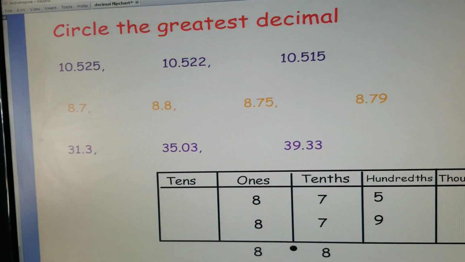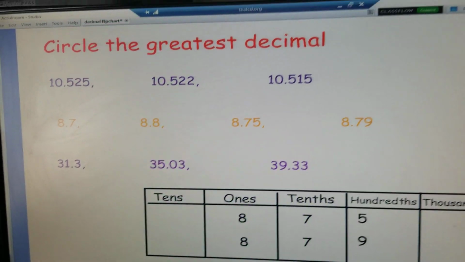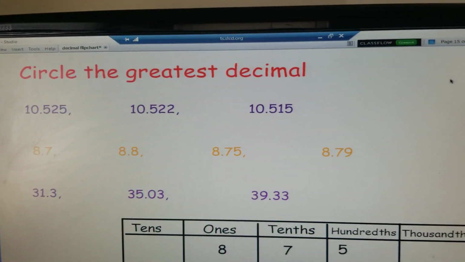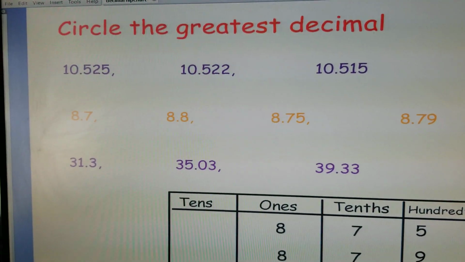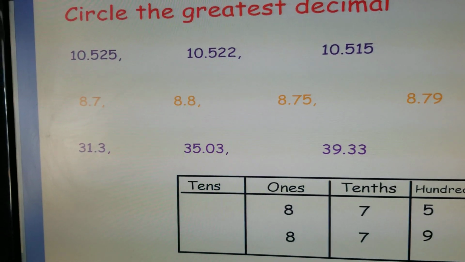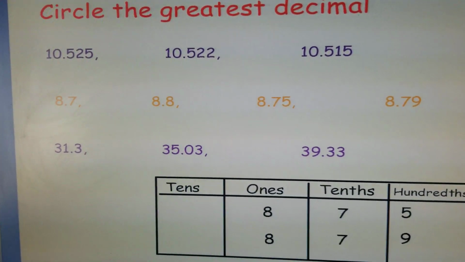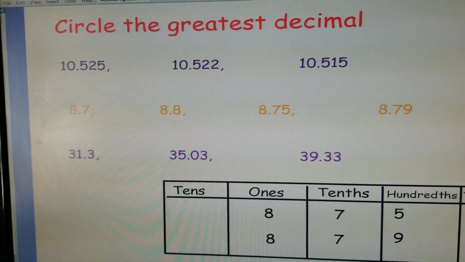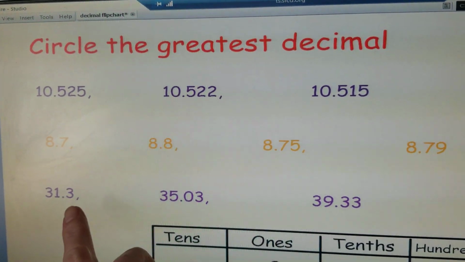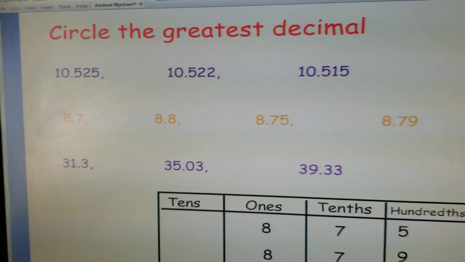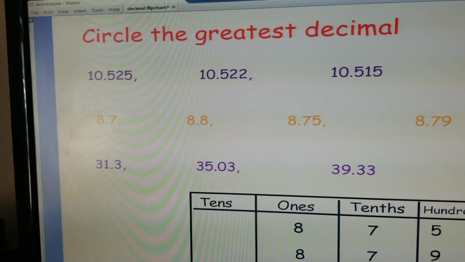If you look at the next set of decimals, 31 and 3/10, 35 and 3/100, and 39 and 33/100. Okay, we can look at the whole numbers first. Remember, you're looking at the greatest place value first. We have a 3, a 3, and a 3 in the tens. And then we have a 1, a 5, and a 9 in the ones place. You could also look at them as whole numbers. So we have a 31, a 35, and a 39. Okay, if we're putting those numbers on a number line, which one would be the greatest number?